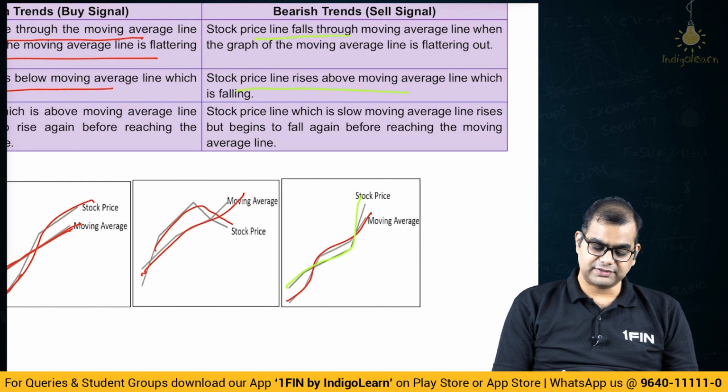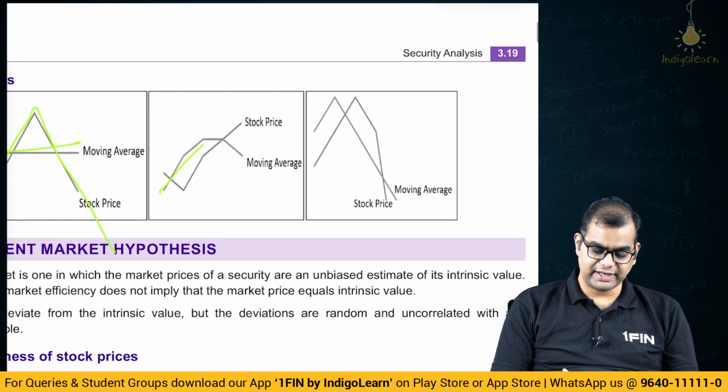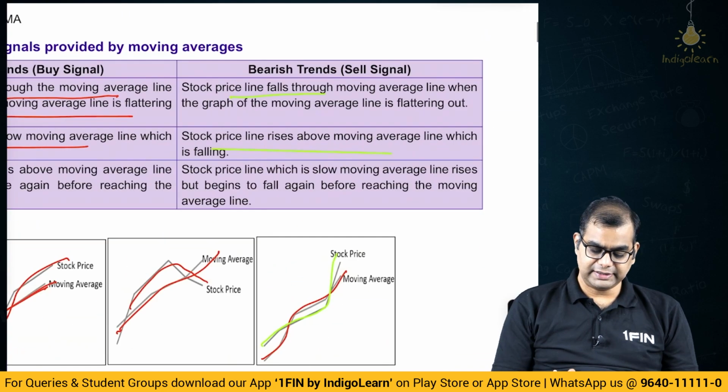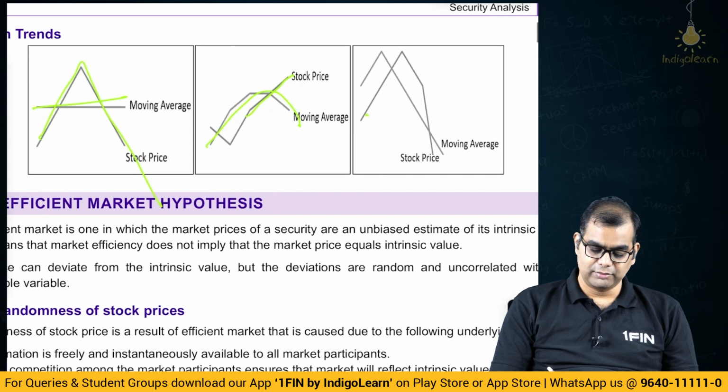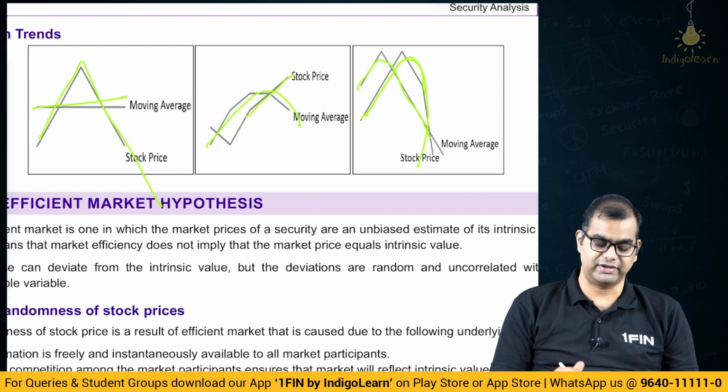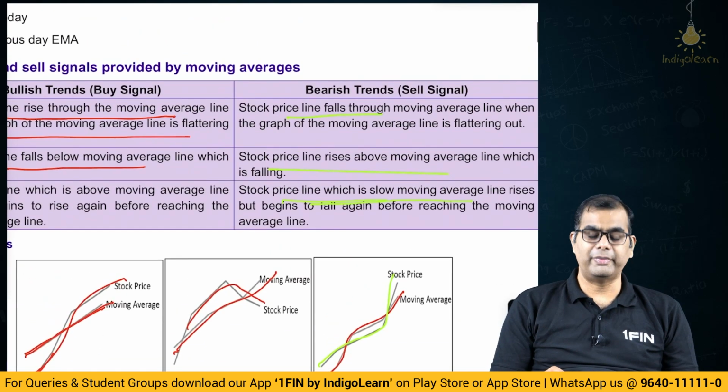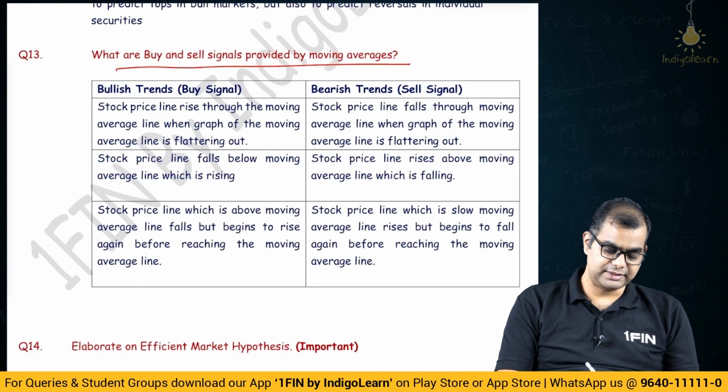Then, stock price line rises above the moving average which is falling. The moving average is coming down, so temporarily it has gone up, that is all. Then, stock price line rises but begins to fall again before reaching the moving average line. So, basically moving averages come down, the stock price briefly went up and then has again fallen below the moving average. These are all bearish trend indicators.